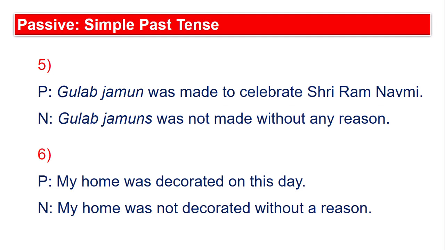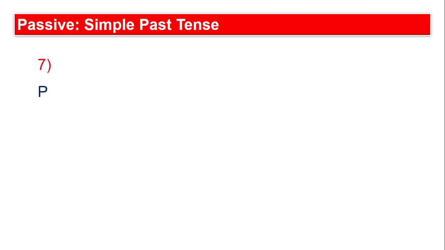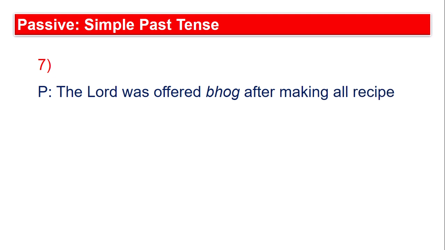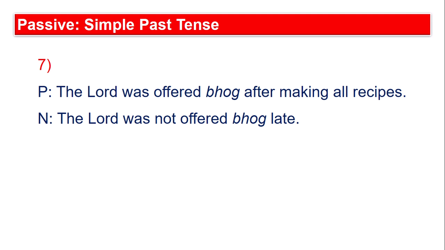So here we have all the sentences in cohesiveness and correlated. They have some link between each other, and we can generate ideas in such a way that it improves our thought process as well, and we can learn grammar topics step by step in an easy manner. Seventh sentence: The Lord was offered bhog after making all the recipes. The Lord was not offered bhog late.